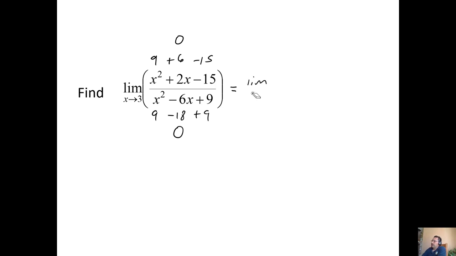Again, with rational functions, what this means is we're going to factor. And again, 3 makes everything 0, so both the numerator and the denominator have a factor of x minus 3. For the numerator, to get the x squared, you need x, and to get the minus 15, you need plus 5. And in the denominator, it's x minus 3. To get the x squared, you need x. To get the plus 9, you need minus 3. And now we can cancel these out.